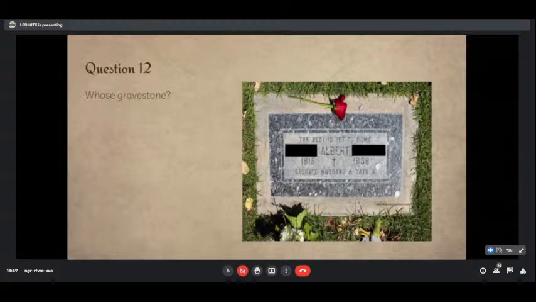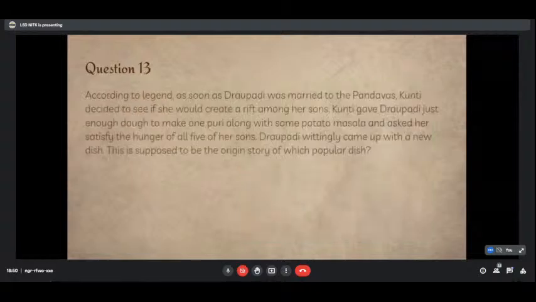Moving on to question number 13. According to legend, as soon as Draupadi was married to the Pandavas, Kunti decided to see if she would create a rift among her sons. Kunti gave Draupadi just enough dough to make one puri along with some potato masala and asked her to satisfy the hunger of all 5 of her sons.